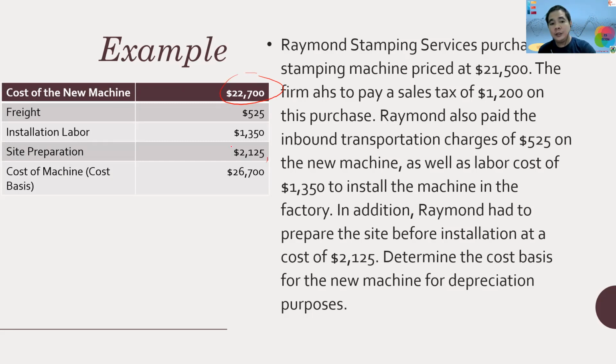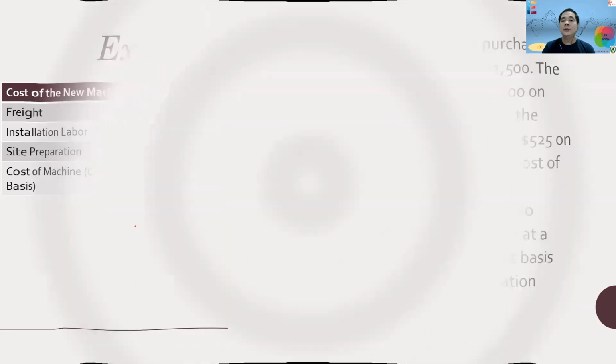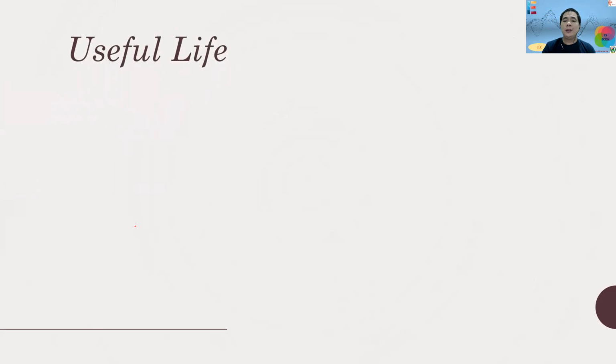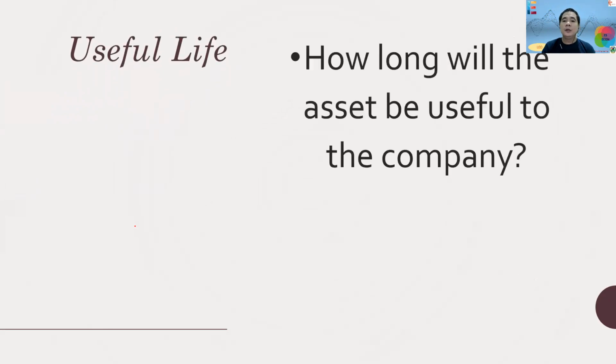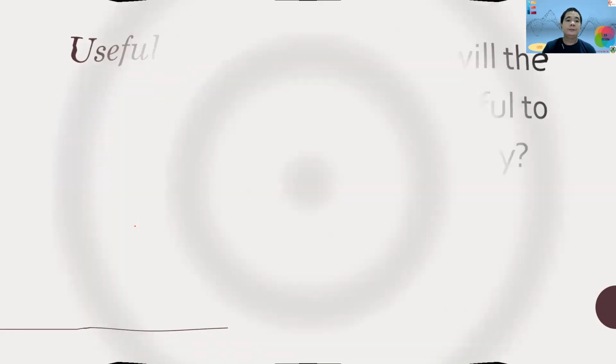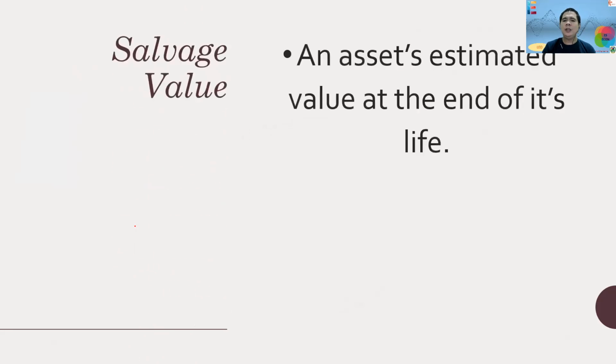So this is the depreciable value of your machine. Okay? So what is useful life? How long will the asset be used in the company? That is what we refer to as our useful life. Salvage value is an estimate of the value of the asset at the end of its useful life.